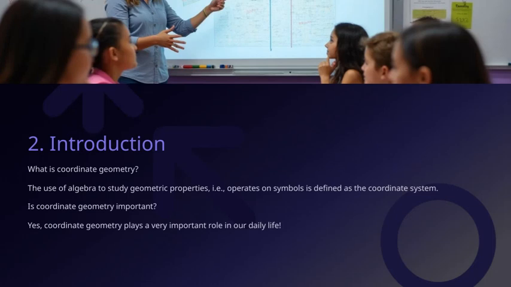Yes, coordinate geometry plays a very important role in our daily life. It helps us understand and analyze the shapes and positions of objects around us. But you might wonder, is coordinate geometry really that important? Well, think of it as using algebra to study geometric properties. By working with symbols and equations, we can describe and solve problems related to shapes and locations. The coordinate system is essentially the framework that allows us to do this. So, in simple terms, coordinate geometry bridges the gap between algebra and geometry, making complex spatial problems more manageable. This is why it's such a vital part of mathematics and practical applications alike.